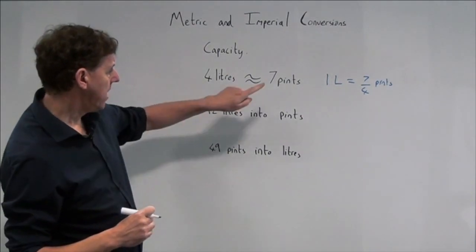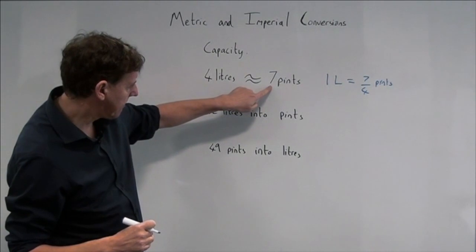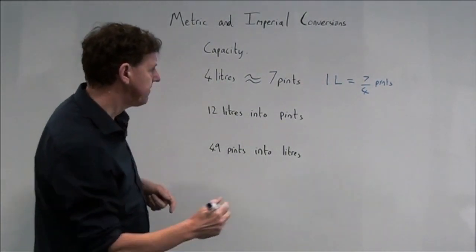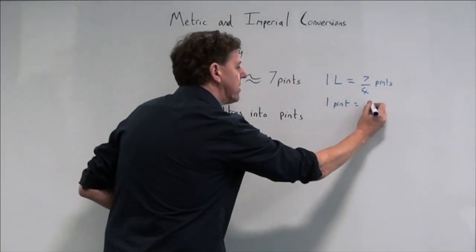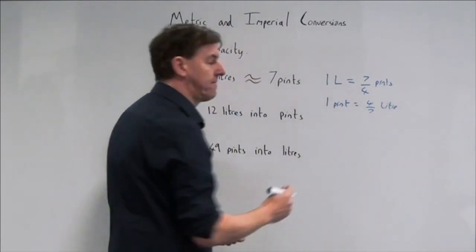And if I wanted to go the other way, if I wanted to know what 1 pint was, then I'd want to divide that by 7 to get 1. So I divide that by 7 to get 4/7. So we say 1 pint is equivalent to 4/7 of a litre.